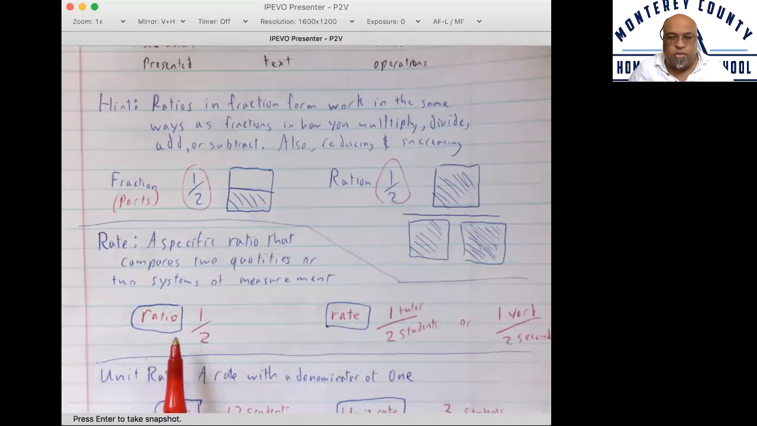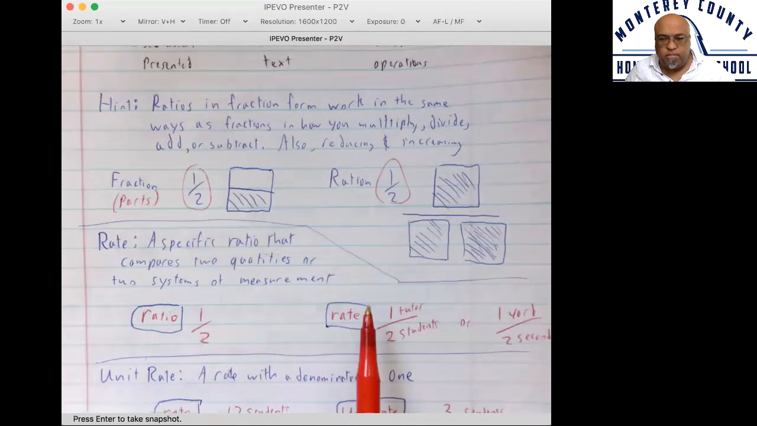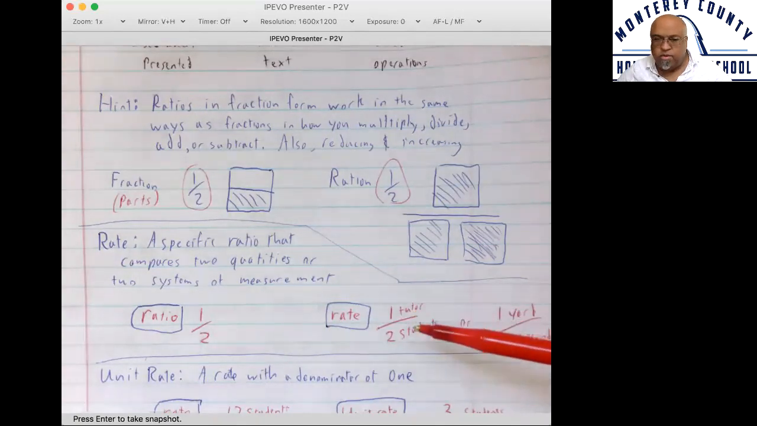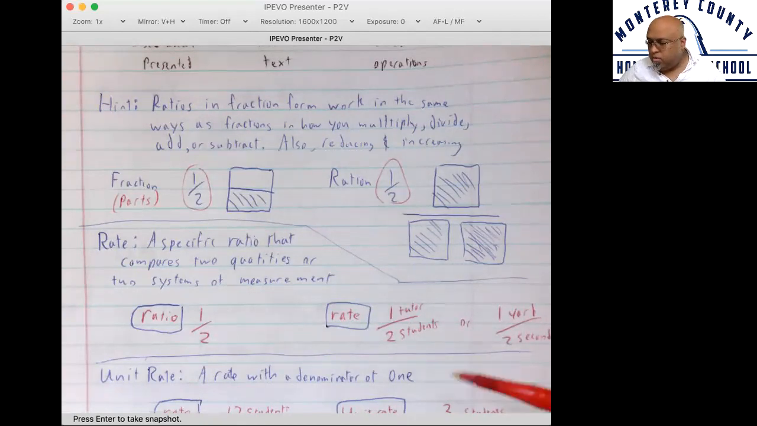So anyways, the ratio 1/2, or 1 to 2, is simply comparing these two numbers. But the rate 1 to 2 is comparing two things. For example, I could have one tutor for every 2 students. That would be a really good rate of comparison, because the students would be able to get a lot of help. Or there's 1 yard for every 2 seconds, like if someone is in a brisk walk competition or something.